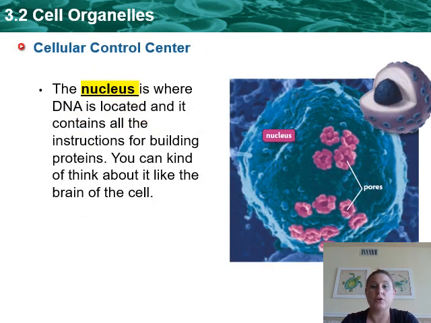The nucleus, you've heard the nucleus before. The nucleus is super important. It's where our DNA is located. Remember, prokaryotes did not have a nucleus, so this is a big characteristic that eukaryotes have. The DNA contains all the instructions for building proteins, and we can kind of think about it like the brain of the cell. It has all the instructions to make the cell do what it needs to do.